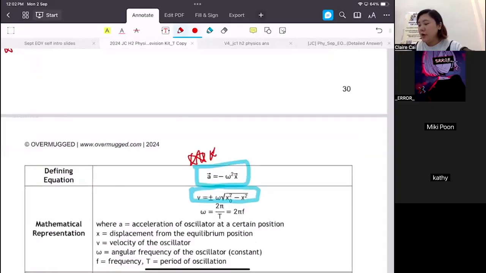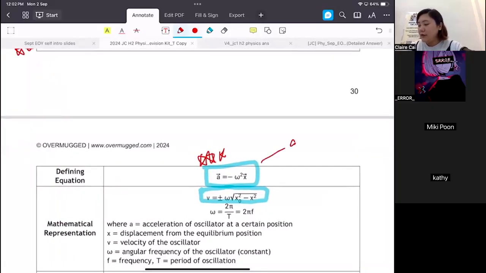So the key is that there are actually two parts. One, a is directly proportional to x. Two, the negative sign means that a and x are in opposite directions. So in your showing question it is also these two. You need to show that value-wise, acceleration is directly proportional to displacement, then direction-wise, acceleration and displacement are always in opposite directions.